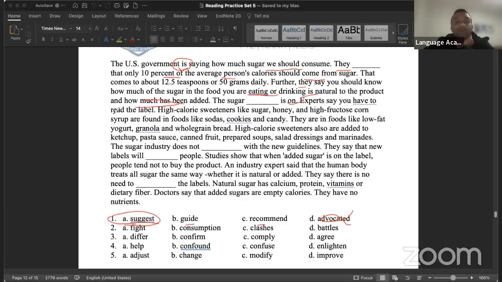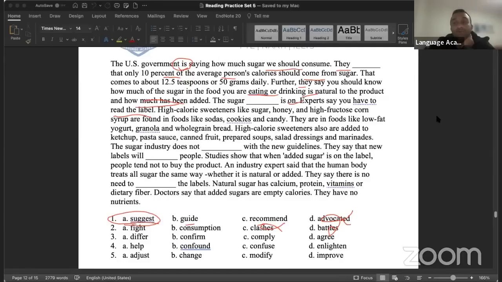Experts say you have to read the label. Now, sugar dash is on. Sugar what is on? Sugar consumption is on. Sugar clashes, sugar battles? There are no battles or clashes he's talking about. It's either consumption is on or the fight is on.